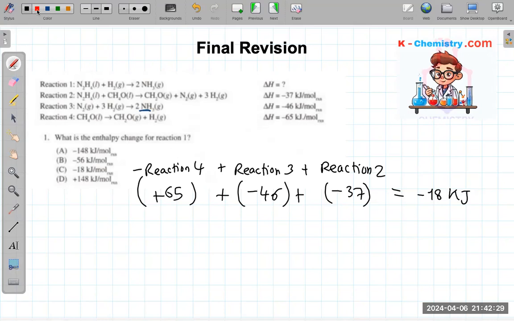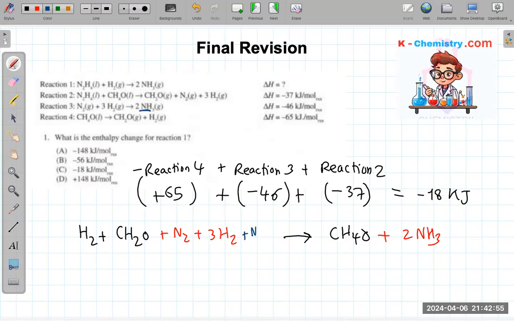Let's see what happened when we added the reactions to prove that. This is reaction number 4. You said you have flipped it, so it becomes H2 plus CH2O, and it forms CH4O. And reaction 3, we did it as it is. What was reaction 3? N2 plus 3H2 forms 2NH3. And reaction 2, we kept it as it is. So N2H4 plus CH4O has given me N2 and H2.